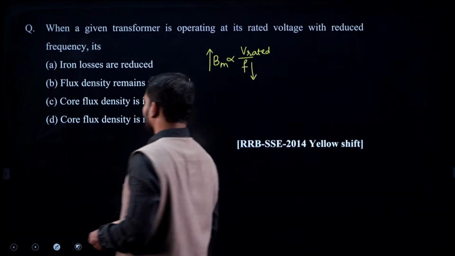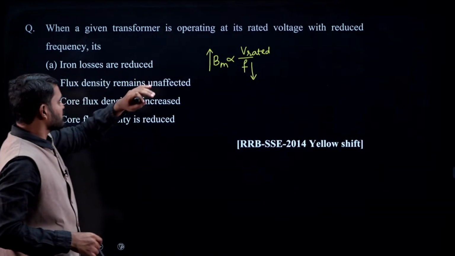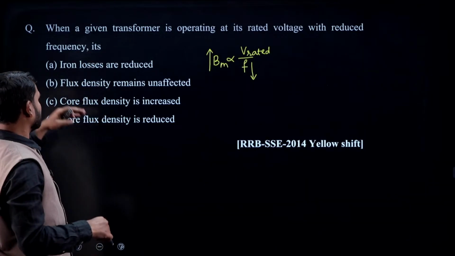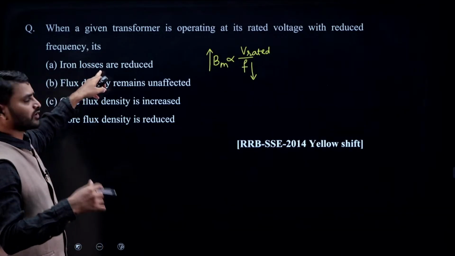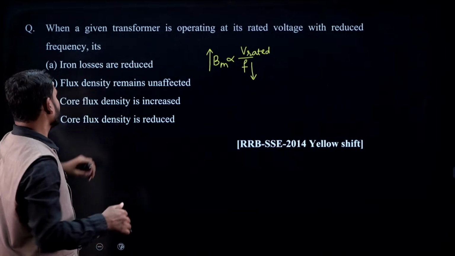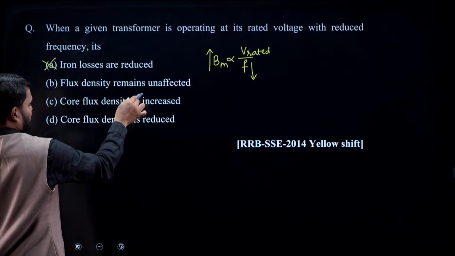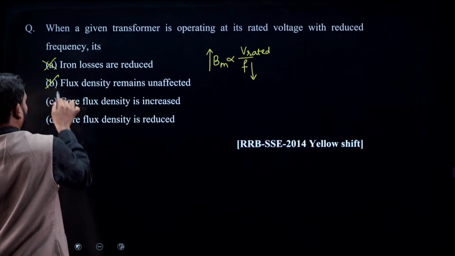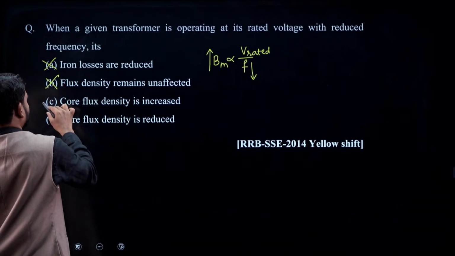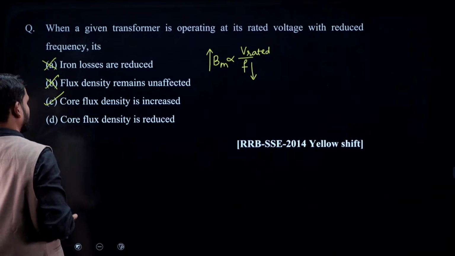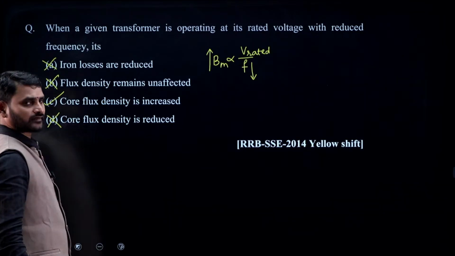Okay, right. If the flux density increases, what happens to iron losses? There will definitely be a change, and you can expect an increment only, but he has given reduction. Flux density remains unaffected. Is it unaffected? No. Flux density is increased. So C is the correct answer. It is not decreased. Yes or no?